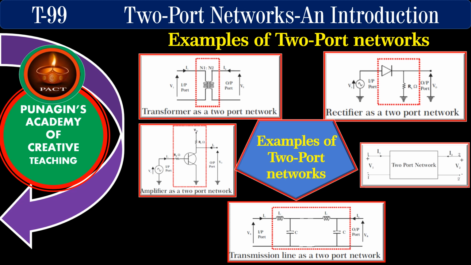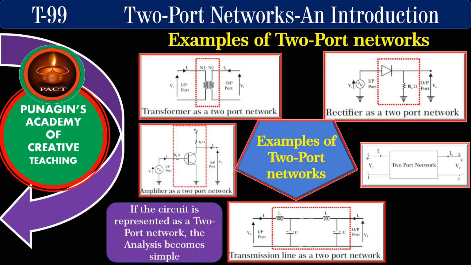And you can see that in all these circuits, the standard form of representing the two-port network is followed. What is that? I1 and I2 both are entering the black box. This you should remember. And you also may be thinking, why are all these circuits represented as a two-port network? Because if we represent the circuits as a two-port network, the analysis becomes simple.